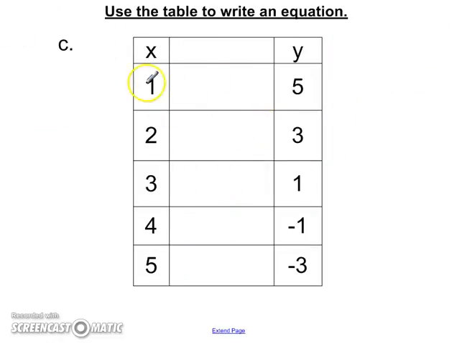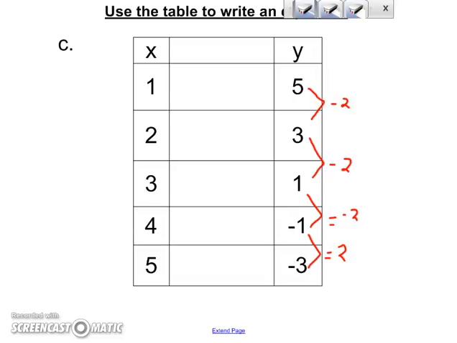Alright, let's go ahead here. This is going up by 1s. And I'm going to go right to the rate of change because it is going up by 1s. So, okay, what do we have? Well, 5 to 3 is a minus 2. 3 to 1 is a minus 2. 1 to negative 1 is a minus 2, and so on. So my rate of change in this case, actually, let me clean that up, is a negative 2.